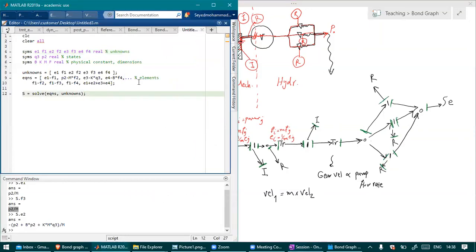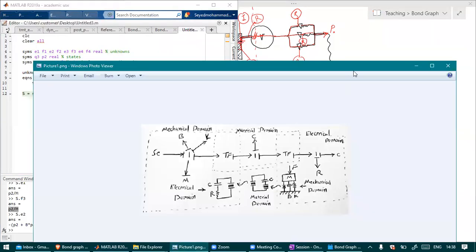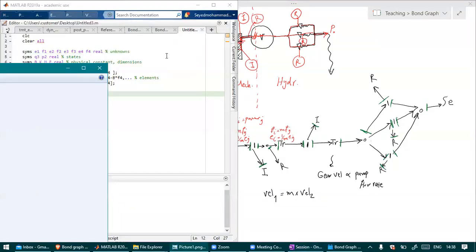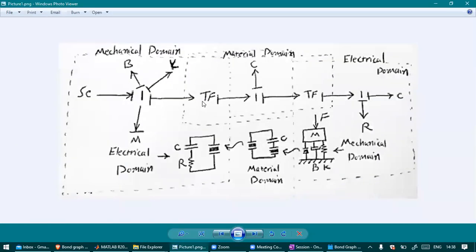And then we need to write this set of equations like this. It really helps when you want to model a multi-physics system, for example a piezoelectric material. We have the mechanical domain here, like a spring damper. Then we have a transformer to the material domain. The material domain has hysteresis, and we can model it as a capacitor. And then we have the electrical domain, which is just a simple RC circuit.